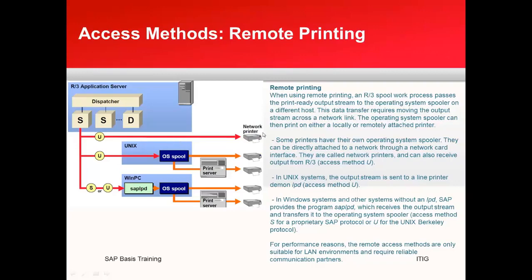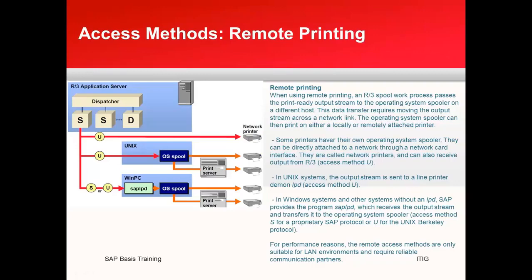Some printers have their own printing operating system spoolers. They can be directly attached to network through a network card interface. They are called the network printers and can receive the output from R3, that is access method U. Okay, so this is the first scenario that is shown here. This is also remote printing.